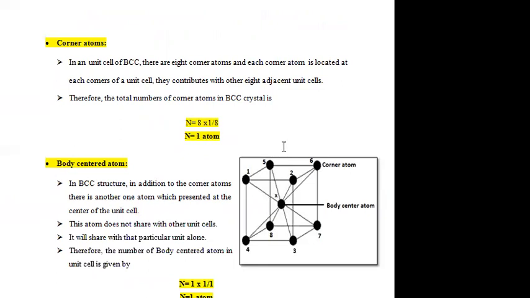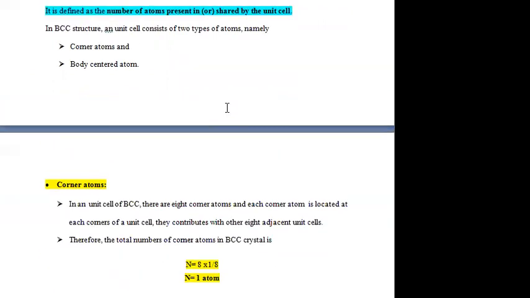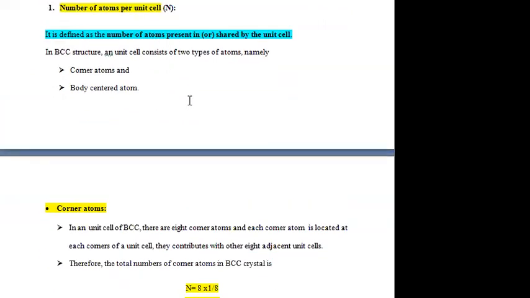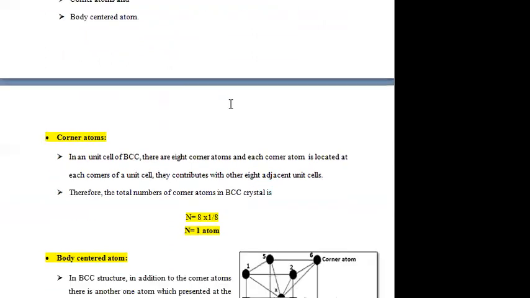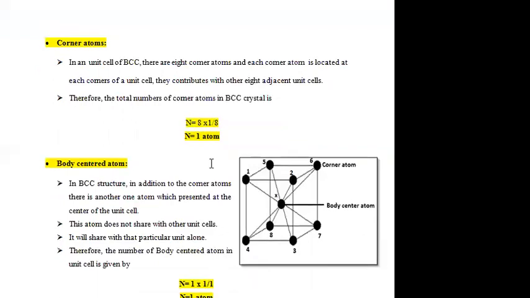If we consider any one corner atom as a reference to measure the number of atoms per unit cell, that particular corner atom is shared with 8 adjacent unit cells. So we can write the number of corner atoms per unit cell for BCC as n is equal to 8 into 1 by 8. We get n is equal to 1 atom.